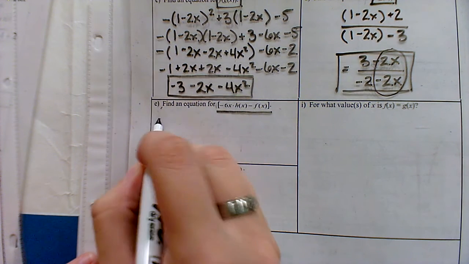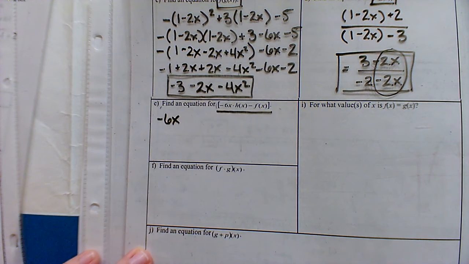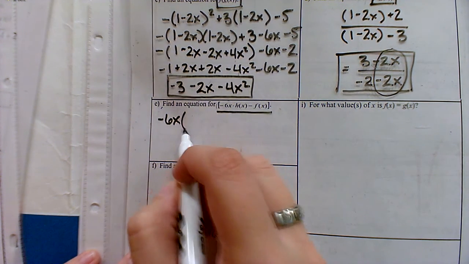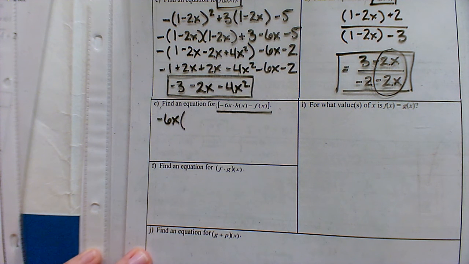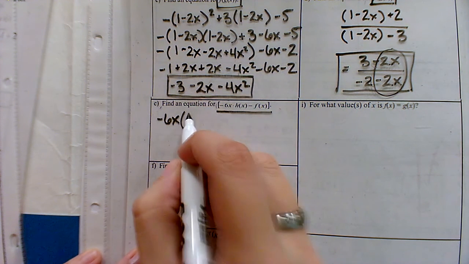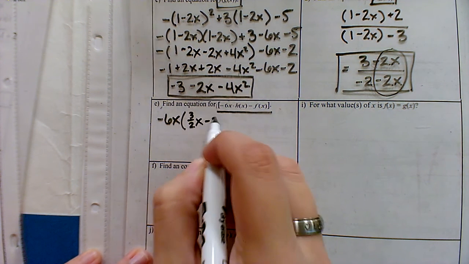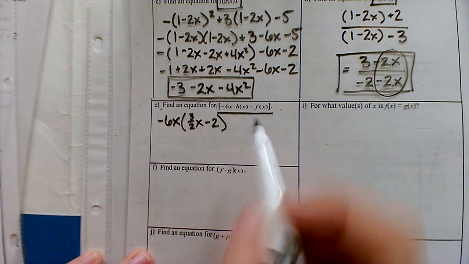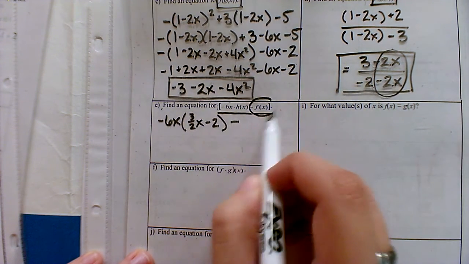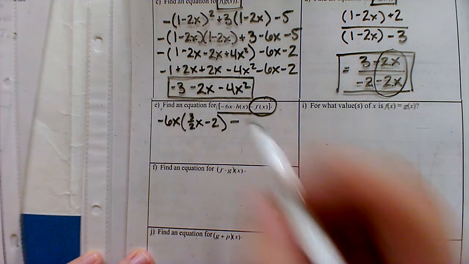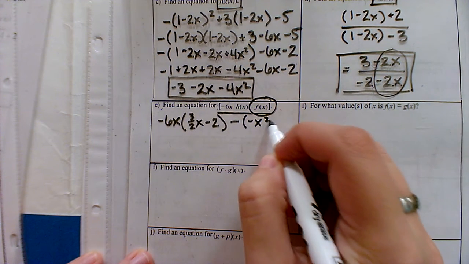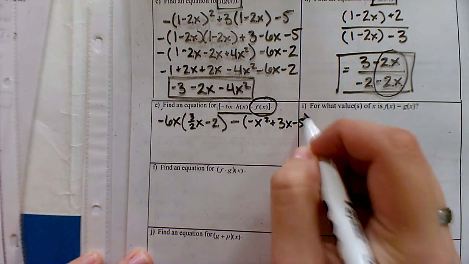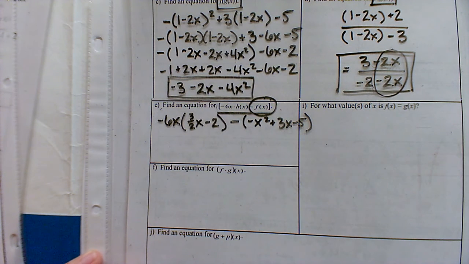All right, so we're going to keep the negative 6x, and that is being multiplied by h of x. Do we know what h of x is? Go ahead, Maddie. 2x minus 2. There we go, that's from the top, right? So we have negative 6x times the h equation, and then based off the notation, we have to subtract the f equation, which is at the top again. Notice how I'm using parentheses to show that I am replacing or substituting something in.